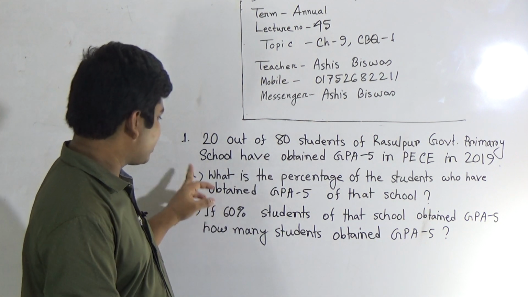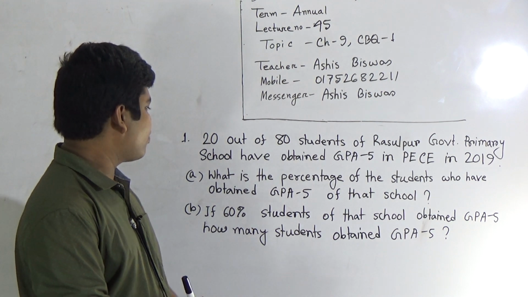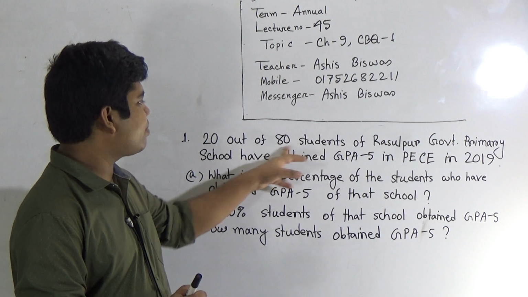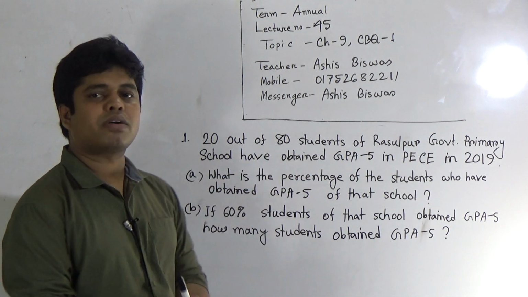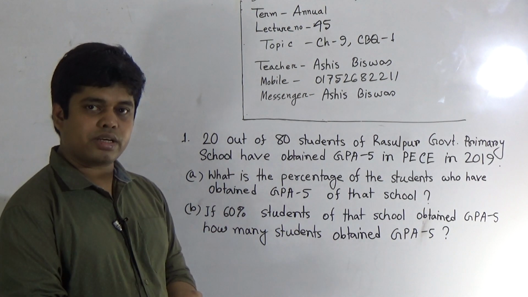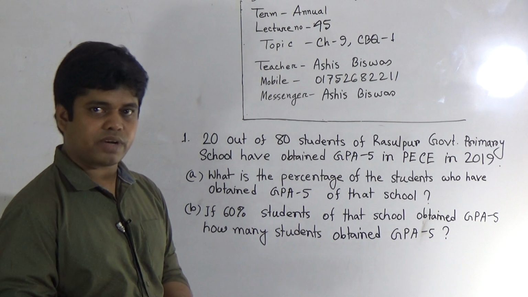Question number A, what is the percentage of the students who have obtained GPA 5 of that school? That means out of 80 students, 20 students got GPA 5. So the question A asks you to find out of 100 students how many students obtain GPA 5, right?